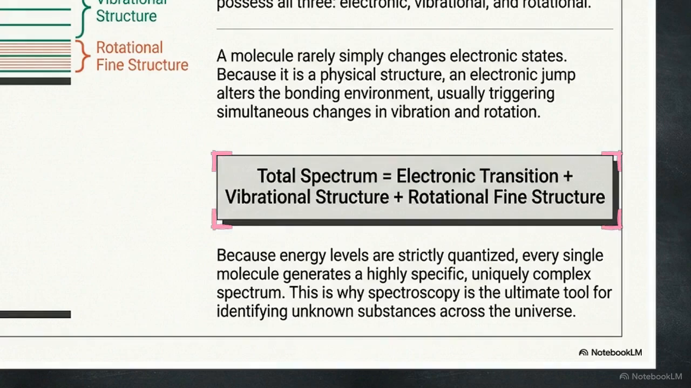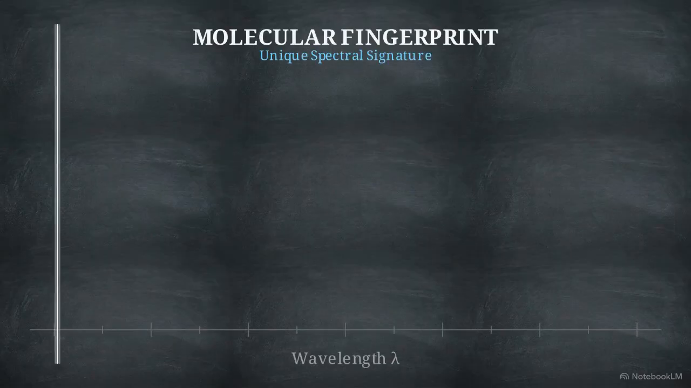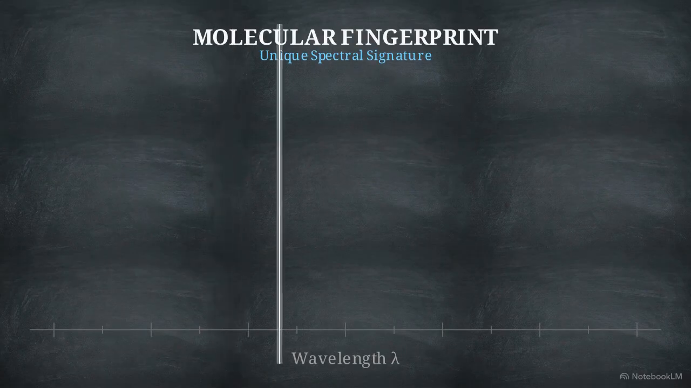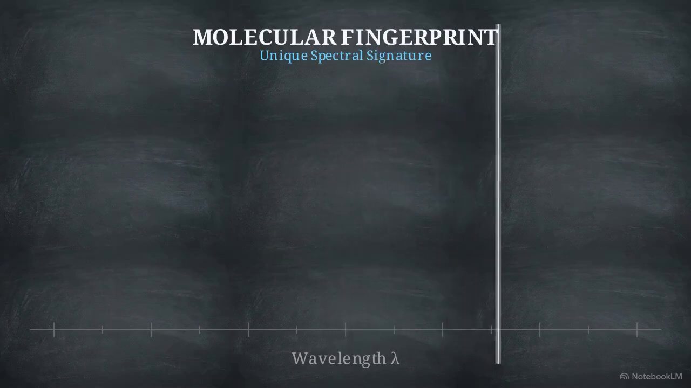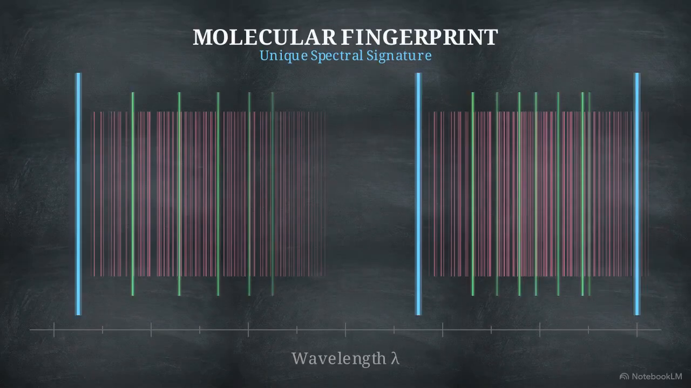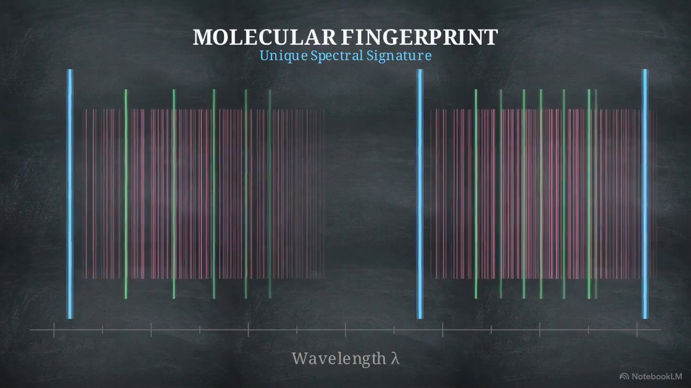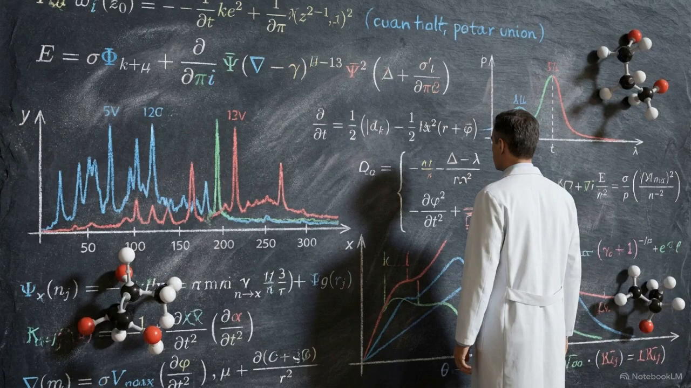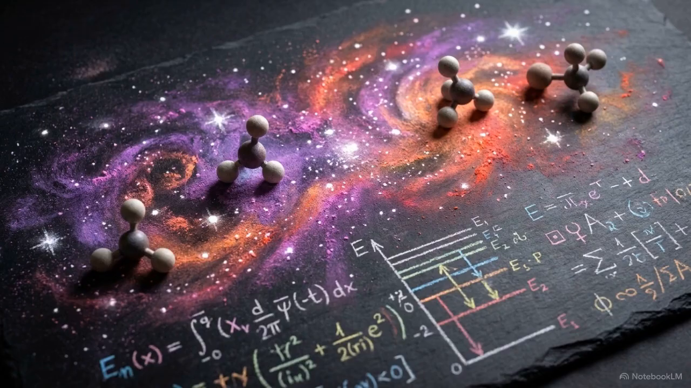Because every energy state is rigorously quantized and governed by strict symmetry rules, every molecule generates a unique, hyperspecific spectral signature. This complex dataset lets us identify the chemical composition and physical conditions of a substance, whether it's in a lab on Earth or drifting through a distant nebula.